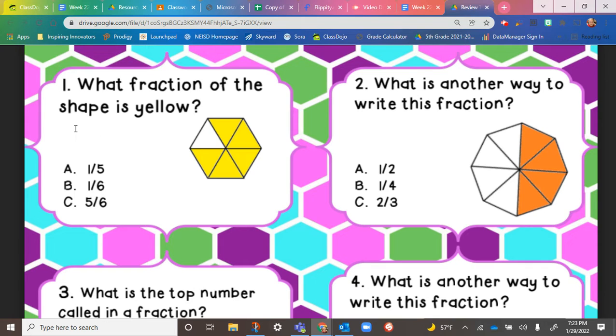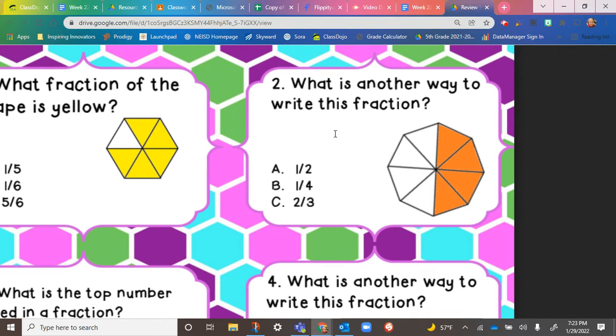And so it says, what fraction of the shape is yellow? So I'm going to just count the parts that are yellow. So it's 1, 2, 3, 4, 5. And there's 6 total. So 5 out of the 6 are shaded yellow. So 5/6.